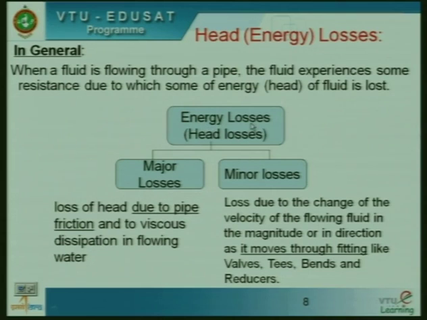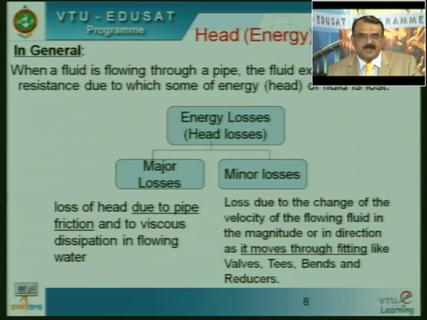Now, these energy losses are broadly classified into two types. One is a major loss, the other one is minor loss. When I am talking about the major loss, it is due to frictional loss. That is why most of the time it is also called friction loss. Rather than calling it a major loss, we call it what is known as a friction loss. Now, come to minor loss: loss due to change of the velocity of the flowing fluid in magnitude or in direction. I repeat, loss due to change of velocity of the flowing fluid.